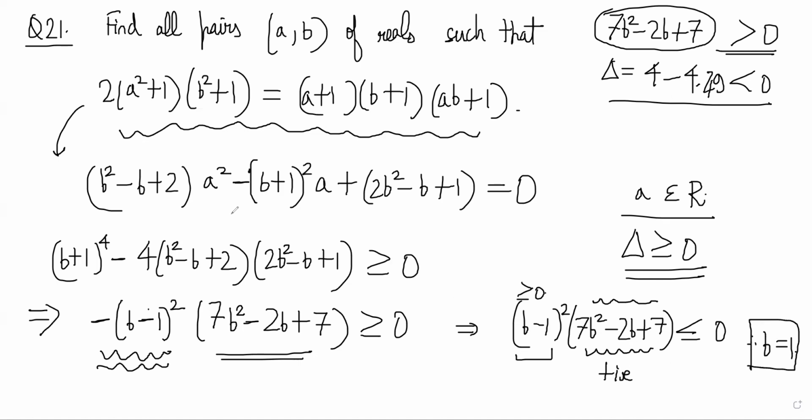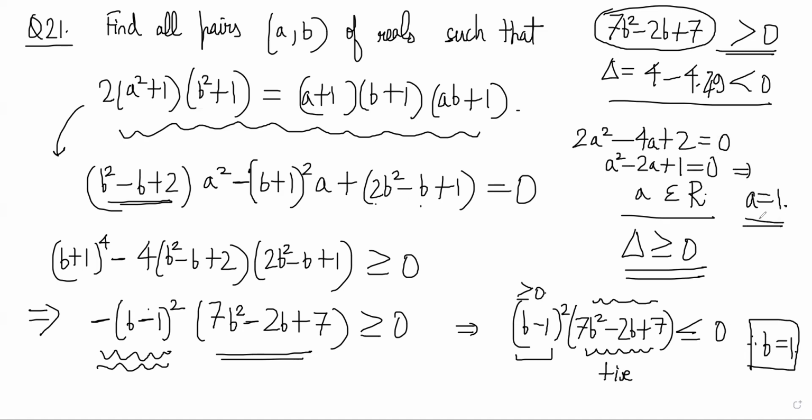And if b is equal to 1, we can easily find the value of a. Let's put b is equal to 1. You get 2a square minus b is 1, so minus 4a, and 2 minus 1 plus 1 plus 2 is equal to 0. We get a square minus 2a plus 1 is equal to 0, which implies a is also 1.